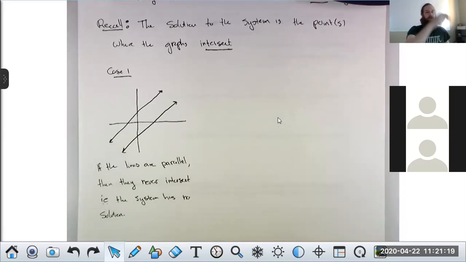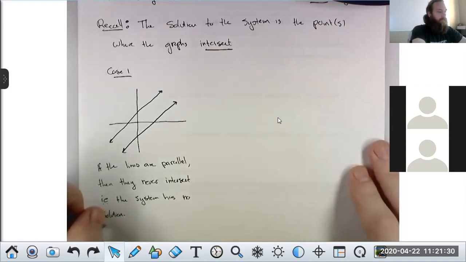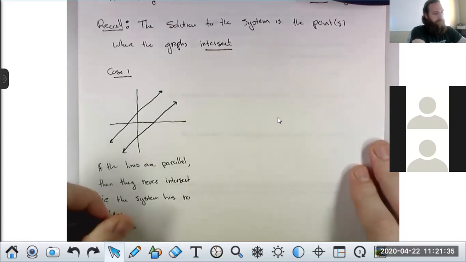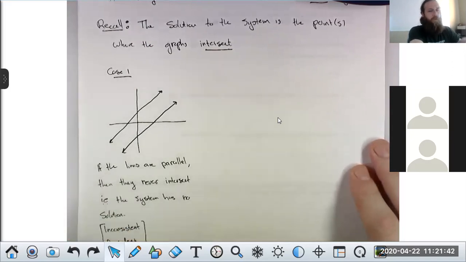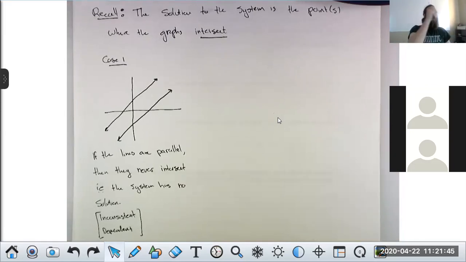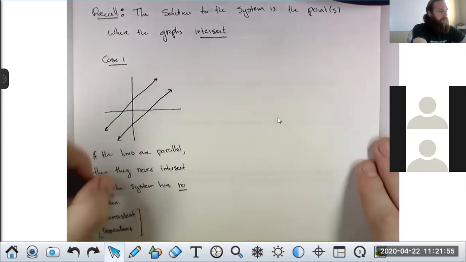We call this a dependent system if the lines are parallel. And we would also refer to the system as being inconsistent, as having no solution. I don't think your homework uses the dependent-independent notation or terminology, but they will talk about whether a system is consistent or inconsistent. If a system does not have a solution, then we call it inconsistent.